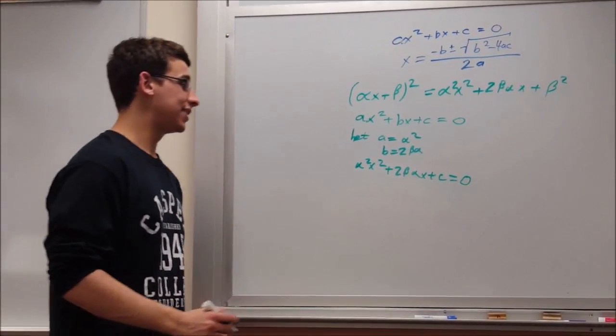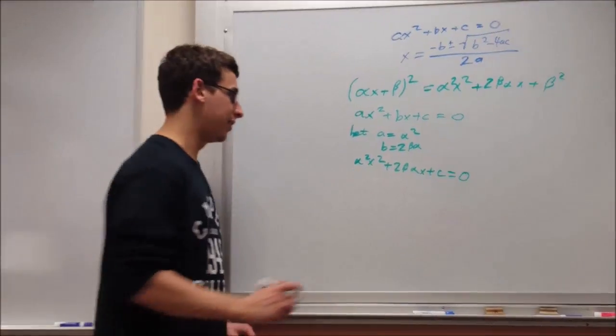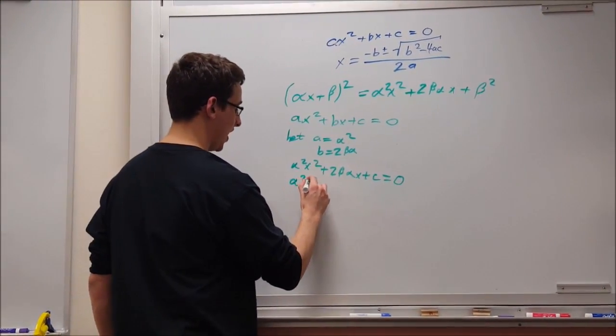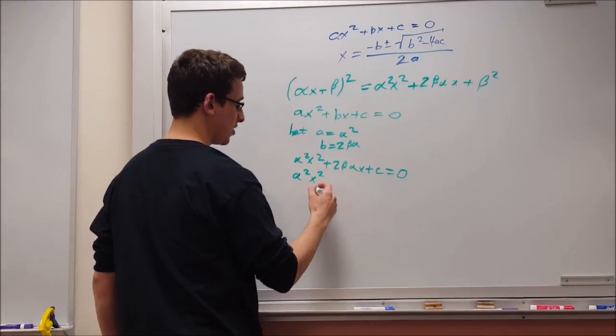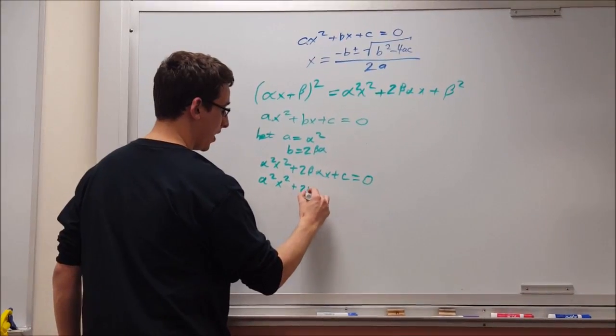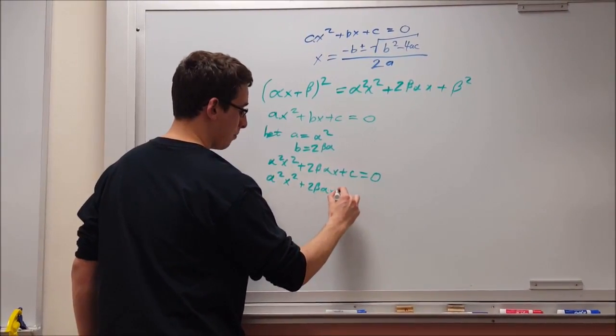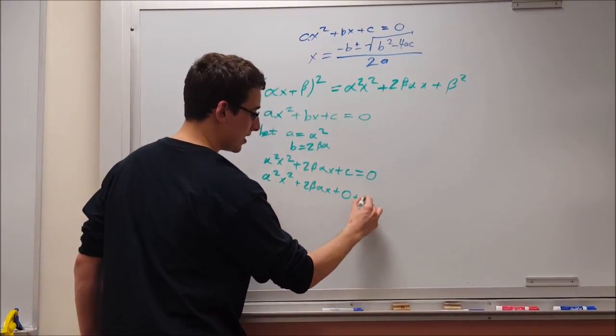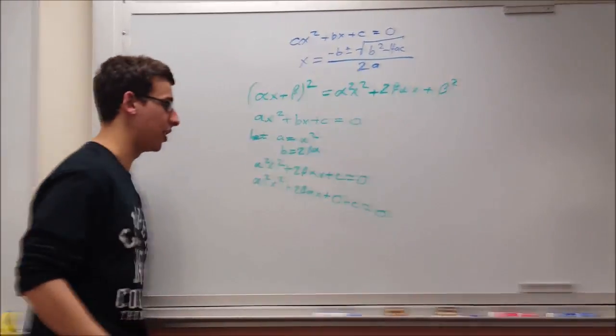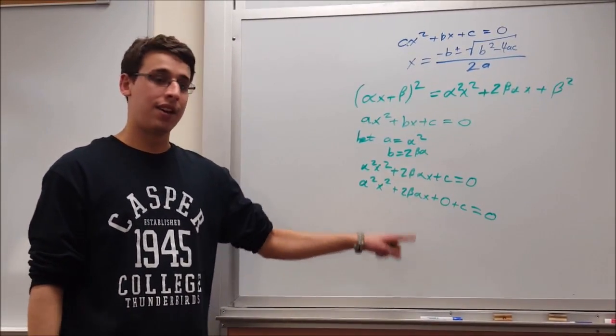So what we can do next is some magic. And that magic is going to take the form of this. We'll go back to alpha squared x squared plus 2 beta alpha x plus 0 plus c, and that's still going to be 0. And this 0 is our main step here.